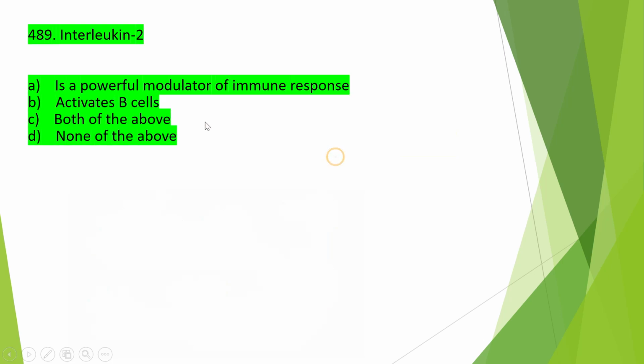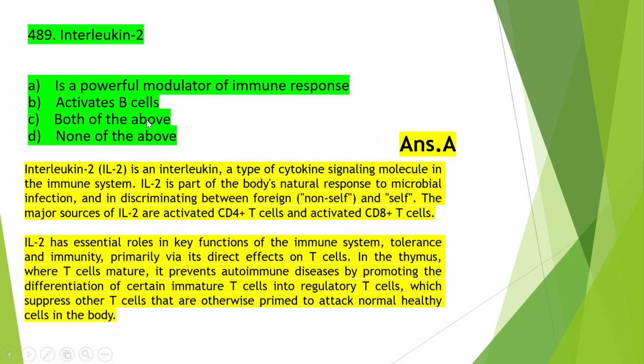Okay, so move on to the next: interleukin 2 is a powerful modulator of immune response, or activates B cells, or both of the above, none of the above. So interleukin 2 is a powerful modulator of immune response, that is option A. So interleukin 2 is a type of cytokine signaling molecule in the immune system, and it is part of the body's natural response to microbial infection and is discriminating between foreign, that means non-self, and self, and the major sources of interleukin 2 are activated CD4 plus T cells and activated CD8 plus T cells.